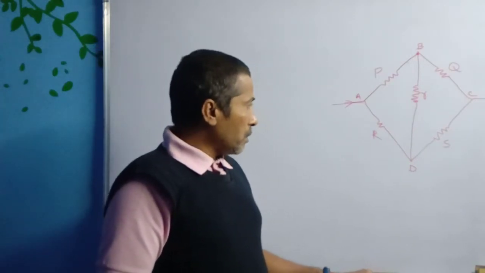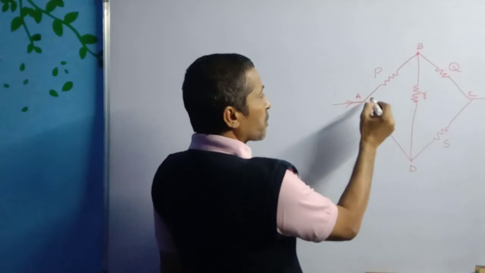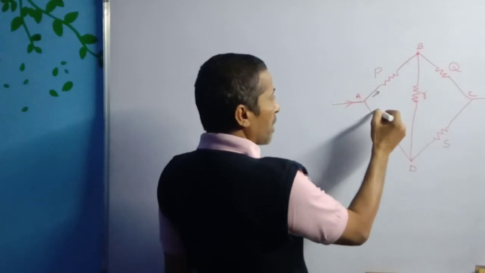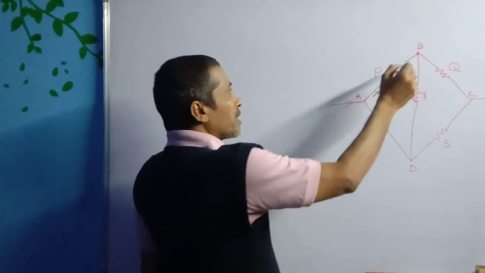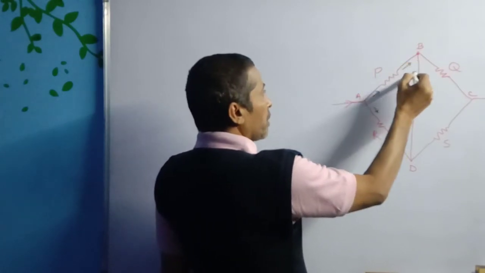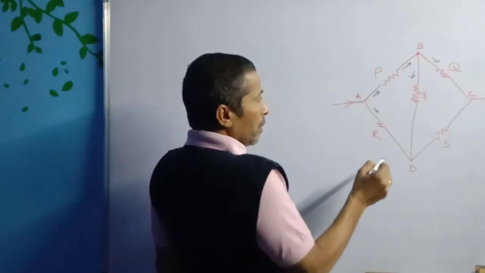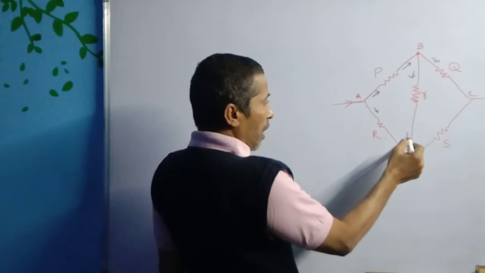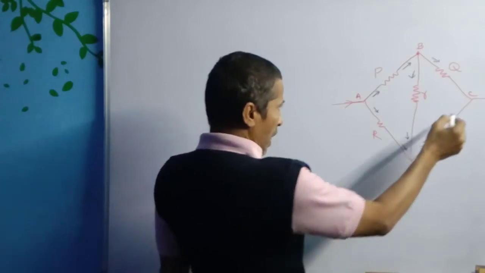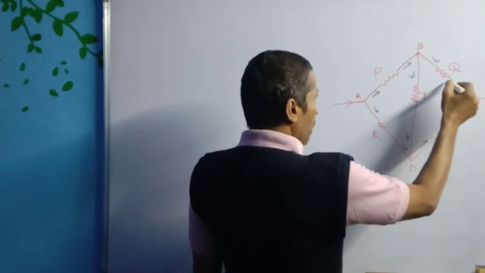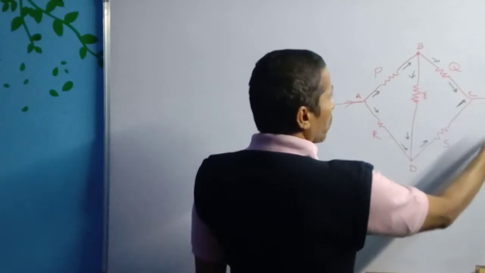When the current is supplied from the source, the current is split at the junction A and passes through P and R resistors. At the junction B, the current coming from P is divided and passes through small r and Q. The current coming through small r and capital R meet at the junction D and pass through the resistance S and reach the junction C. At the junction C, the two currents from S and Q meet together and go to the supply.